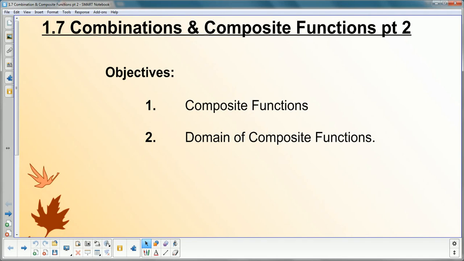Alright, part 2 of 1.7 is going to be about what are called composite functions, and we'll talk about the domain of those composite functions, how we find that domain, and finally we'll look at a graph and how to read that graph based off of what our composite functions are.